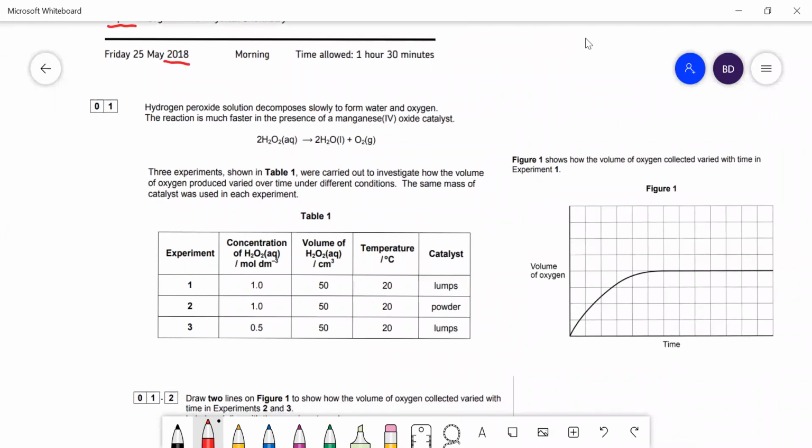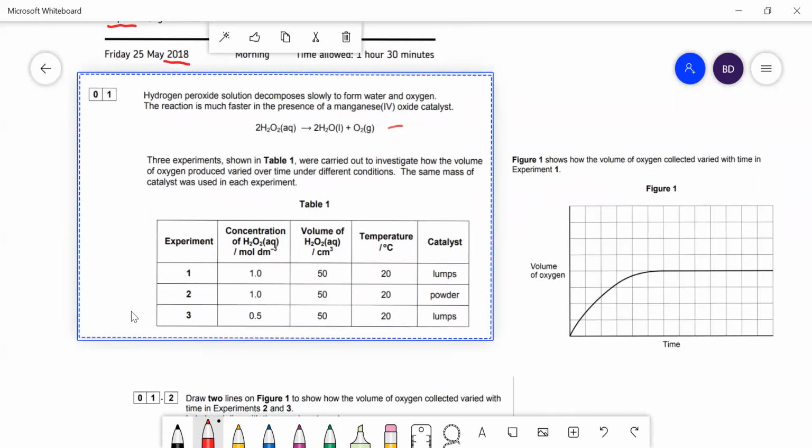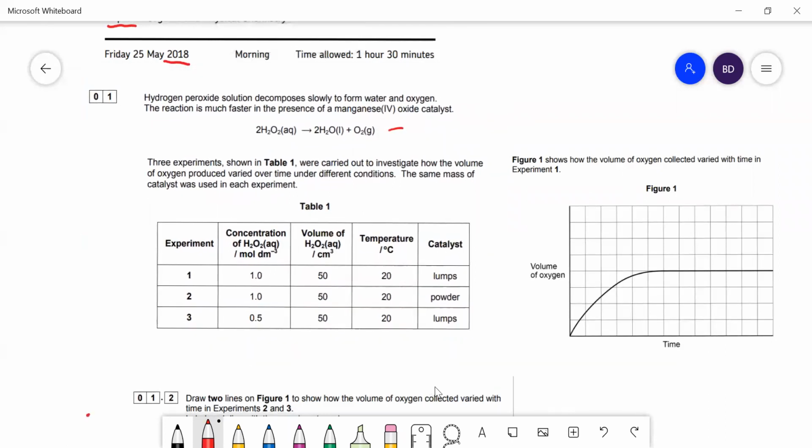Okay, the first one about rates of reaction. Hydrogen peroxide solution decomposes slowly to form water and oxygen, according to this equation here. Three experiments are shown in table 1 to investigate how the volume of oxygen produced varied over time under different conditions. The mass of the catalyst used was the same in each experiment. Now I'm actually going to start off with question 1.2 rather than 1.1 here, and you'll see why in a minute. So draw 2 lines on figure 1 to show how the volume of oxygen collected varies with time in experiments 2 and 3.